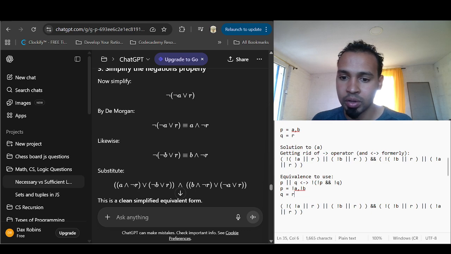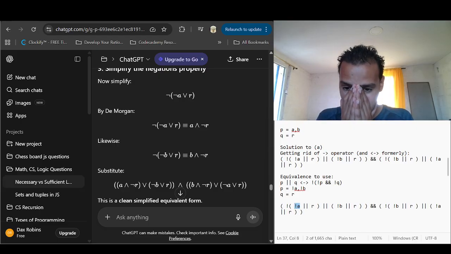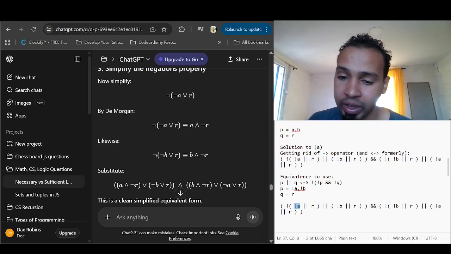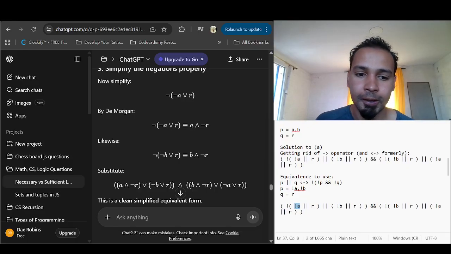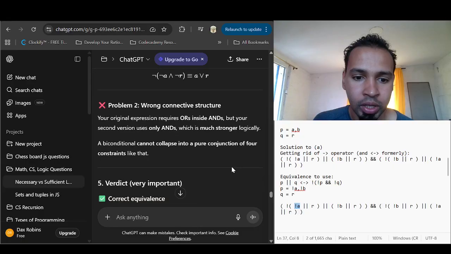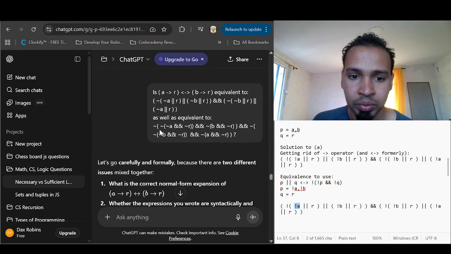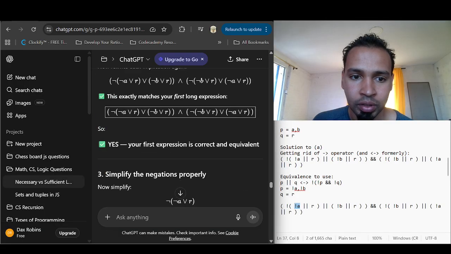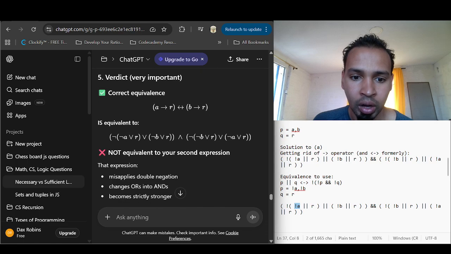So what we're gonna do? Oh my gosh, this is gonna get so messy. I kind of don't want to do it all over again, quite frankly, because of how messy it is. Looking at what we did, we did have a final solution. This is what we ended up with, and apparently it's not equivalent. Problem 2, the verdict: not equivalent to your second expression.